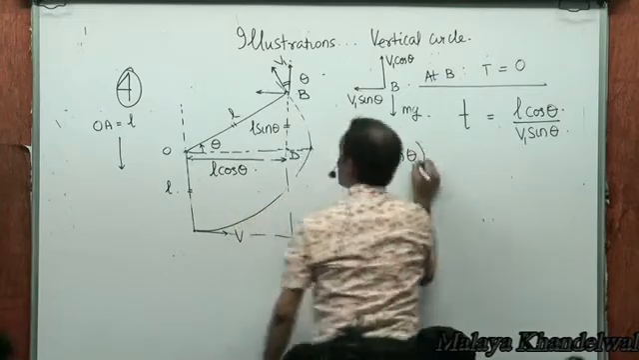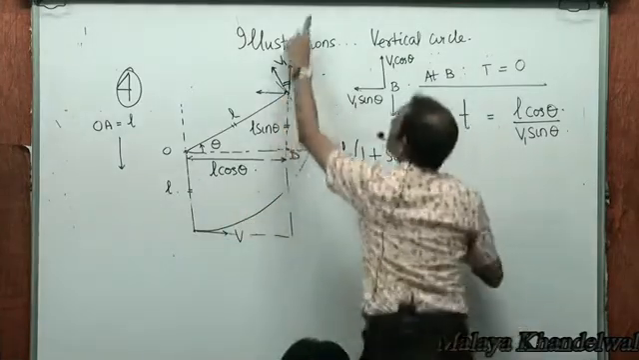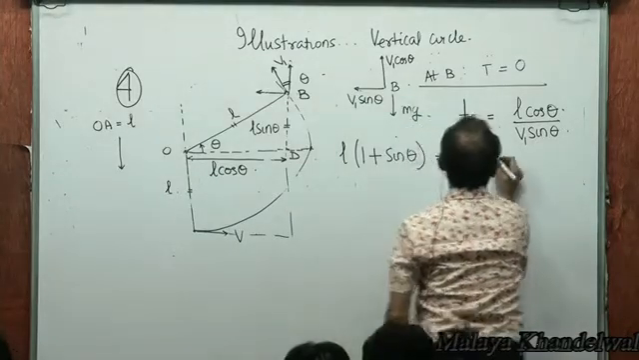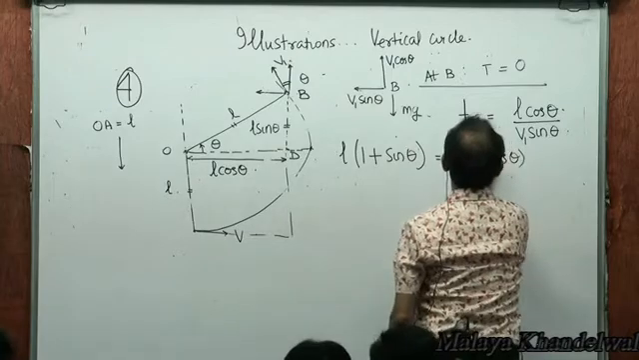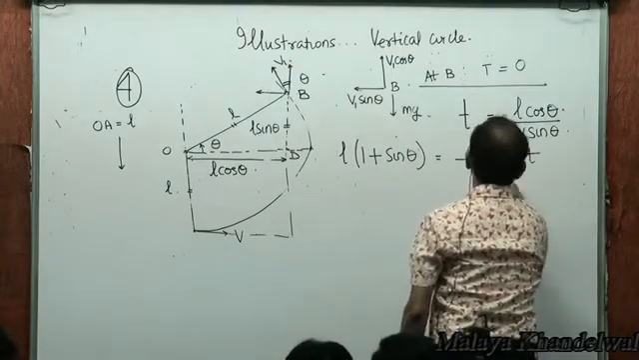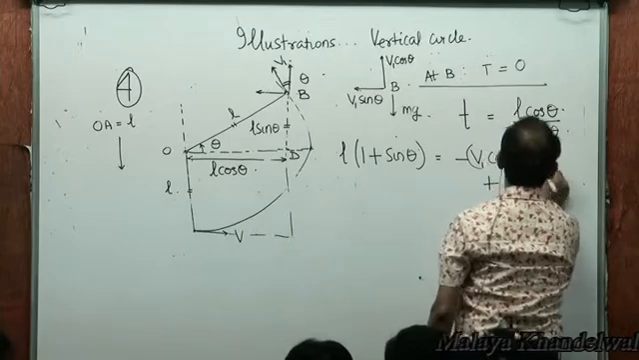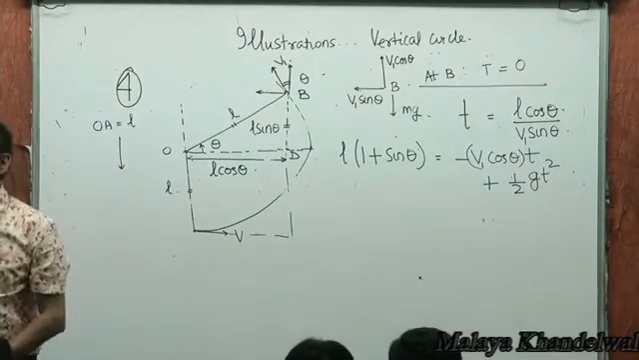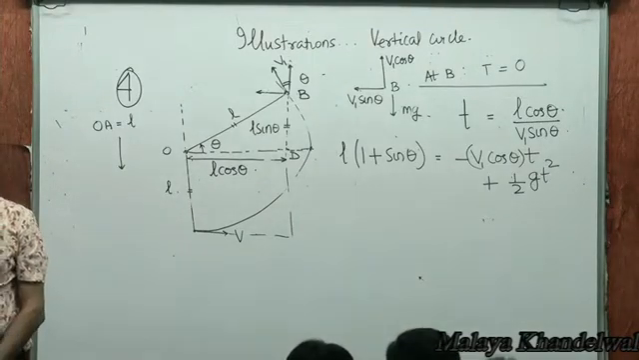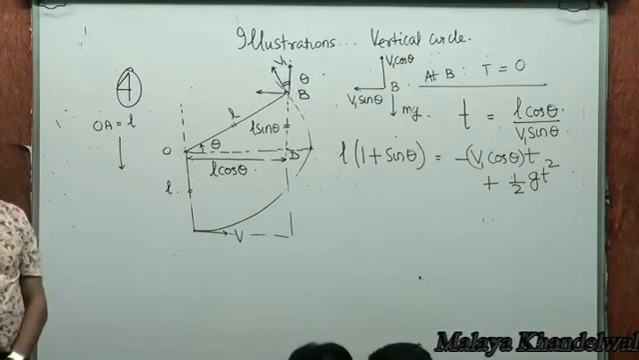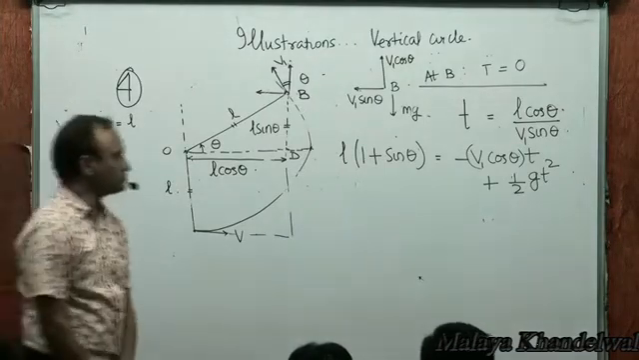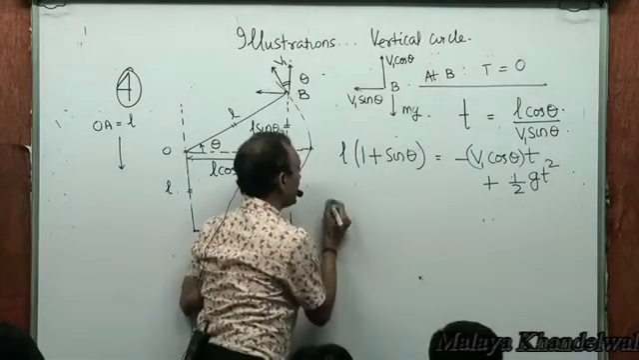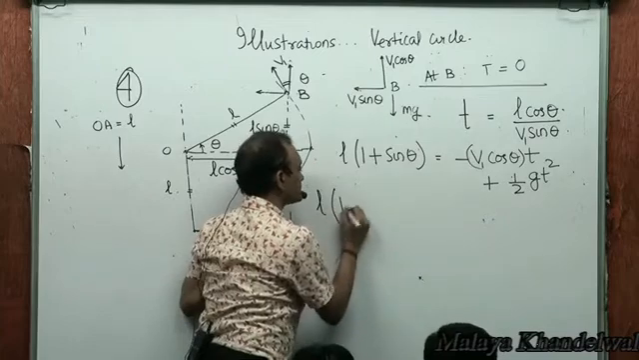So L plus L sin theta in t seconds, with initial vertical velocity V1 cos theta. So vertical means minus V1 cos theta into t plus half of g t squared. Yes or no? Tell me. I have applied S equal to ut plus half at squared in the vertical direction, taking downward positive, upward negative. Tell me, so far so good? So this is like L into 1 plus sine theta.